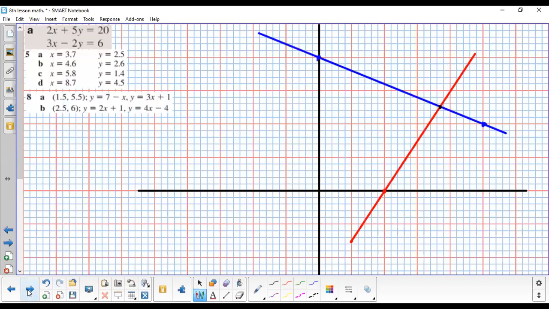Now question 5. Here I have drawn this graph A, and the answers for A are 3.7 and 2.5. I've drawn this graph A on question 5, and I found this point, and if you see, this point is 1, 2, 3. Here it is divided in 5, so it has 5 divisions. So here it will be 3.7.